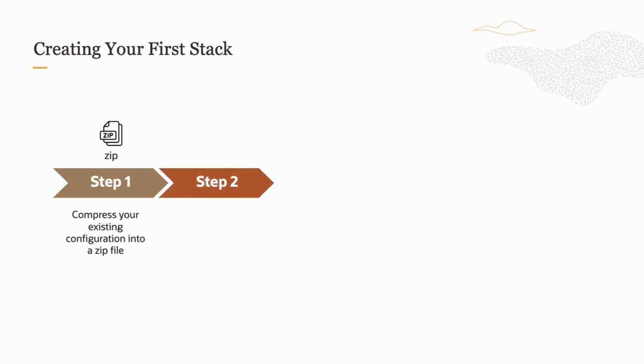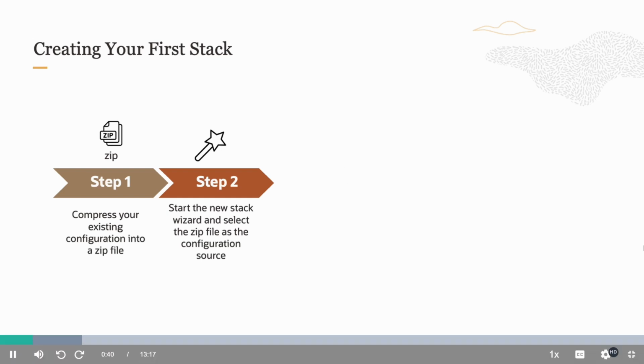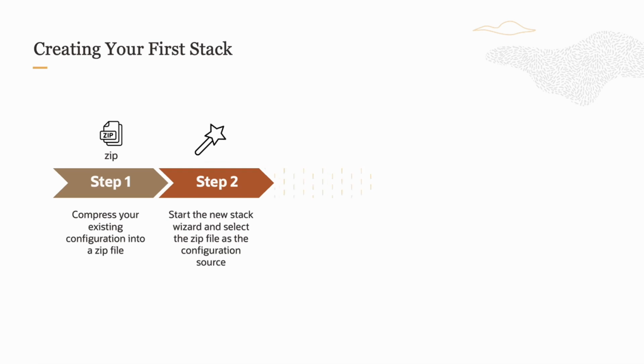Next, we will initiate a new stack creation wizard in OCI and select the zip file as your configuration source. This process helps OCI Resource Manager understand the structure and contents of your configuration. After uploading the zip file, we will input the necessary variable values. These variables help customize your stack for different environments or use cases. Once input, your stack configuration is ready.